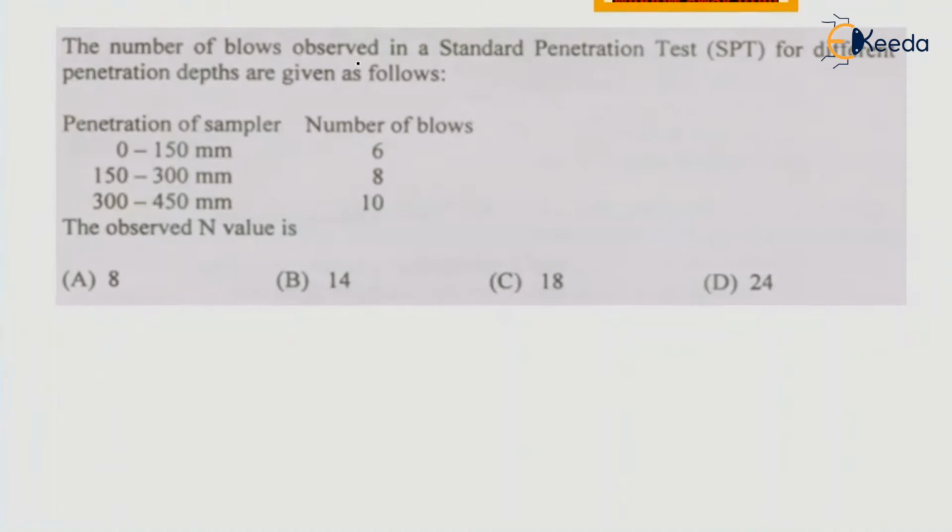The number of blows observed in a standard penetration test for different penetration depths are as follows: 0 to 150, 150 to 300, 300 to 450. What is the observed value?